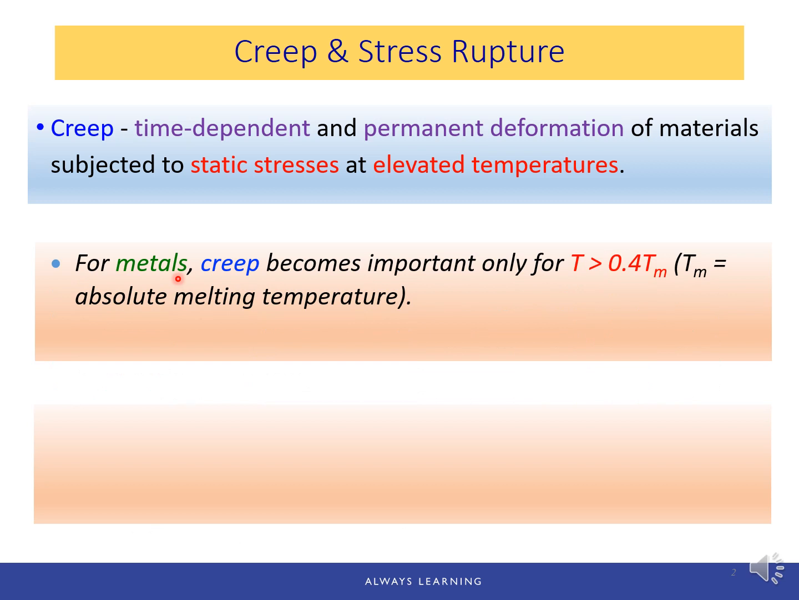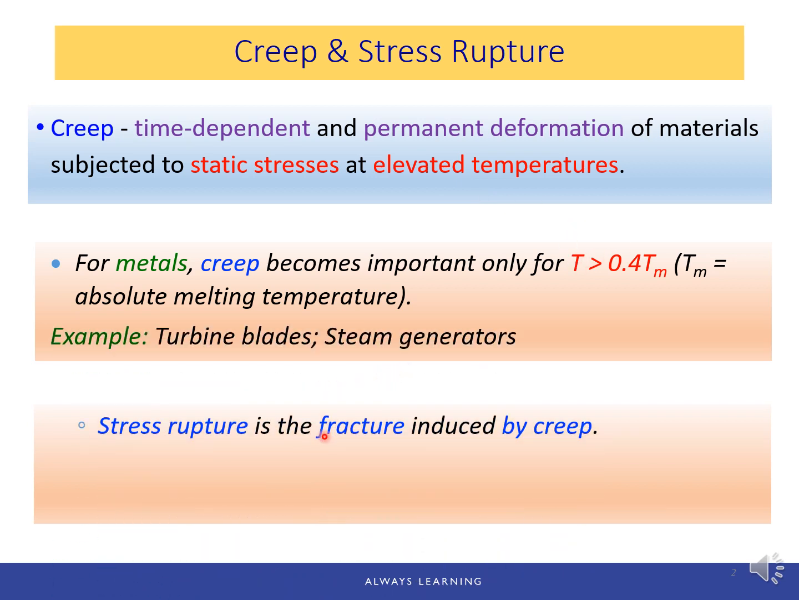For metals, creep becomes important only for temperature above 40% of T sub m, where T sub m is the absolute melting temperature. So in other words, this creep failure happens at a temperature that is higher than the room temperature. And the fracture induced by creep is termed as stress rupture.